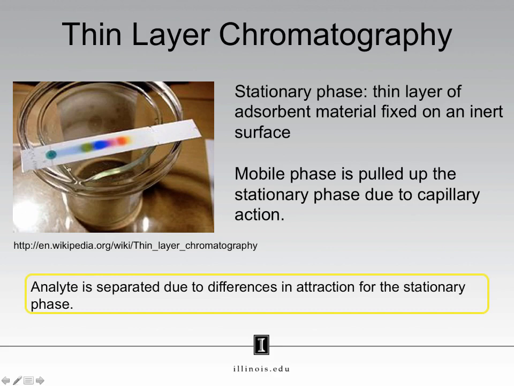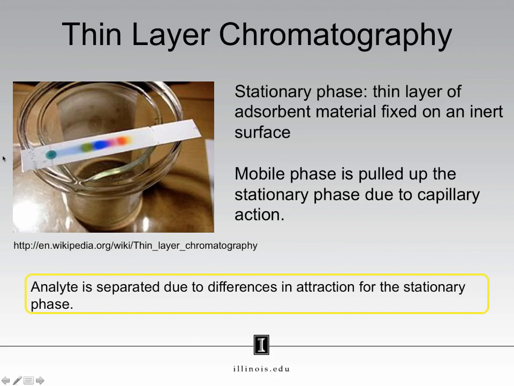The colors at the bottom of the TLC plate, here on the left, had strong interactions with the stationary phase and so moved less far. In contrast, the colors at the top of the TLC plate, the yellows, the oranges, and the reds, have weak interactions with the stationary phase and thus moved farther up the TLC plate.